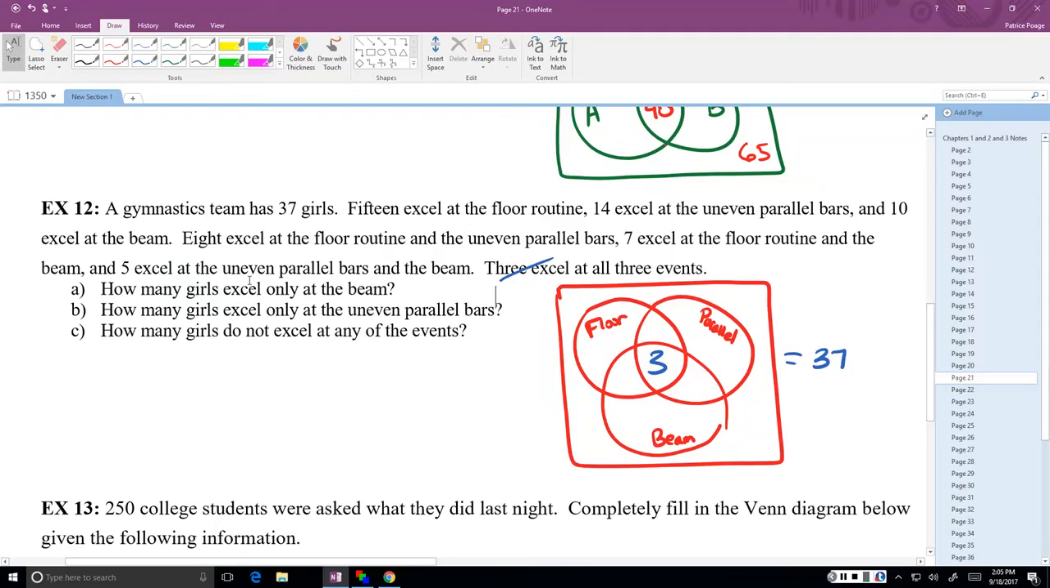So then backing up one, 5 excel at the uneven parallel bars. So we've narrowed it down to these 4 right here. And the beam. So out of these 4, including the beam, would be these 2. So 3 and something will add up to 5. So there must be 2 right there. 7 excel at the floor and the beam. So when it says they excel at the floor, we automatically narrowed it down from 8 to these 4. And then it says this and the beam. So we narrowed it down to these 2. We already have a 3. That leaves a 4.